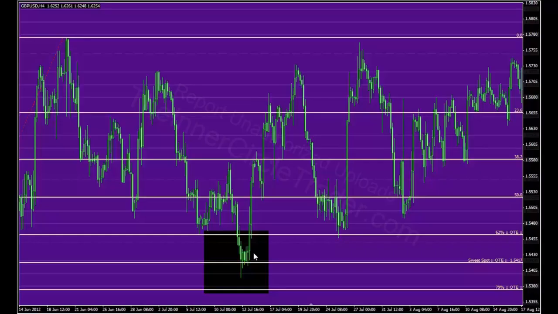You wait for market structure to prove to you that it's going to go higher. And that's this high right here. When that high is taken out, you don't chase after it when it's rallying up like this, because you're zoomed out to a daily and 4-hour.